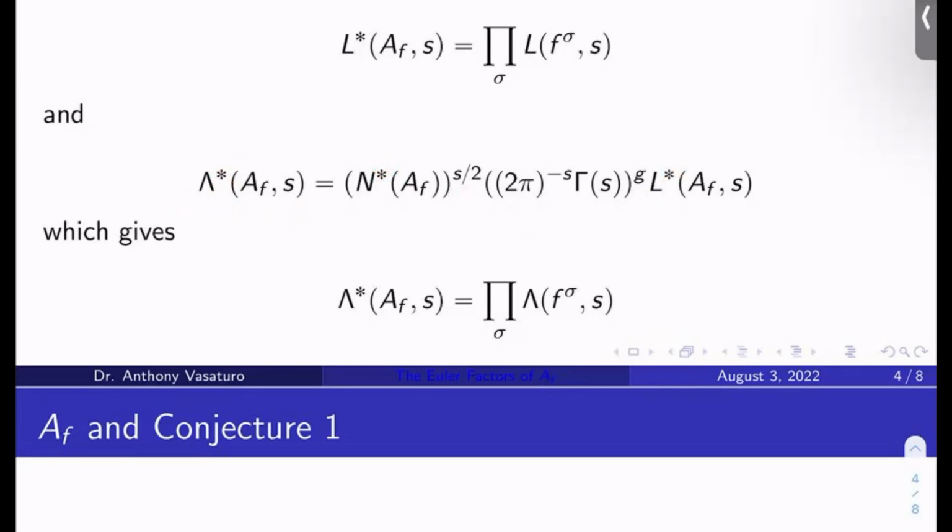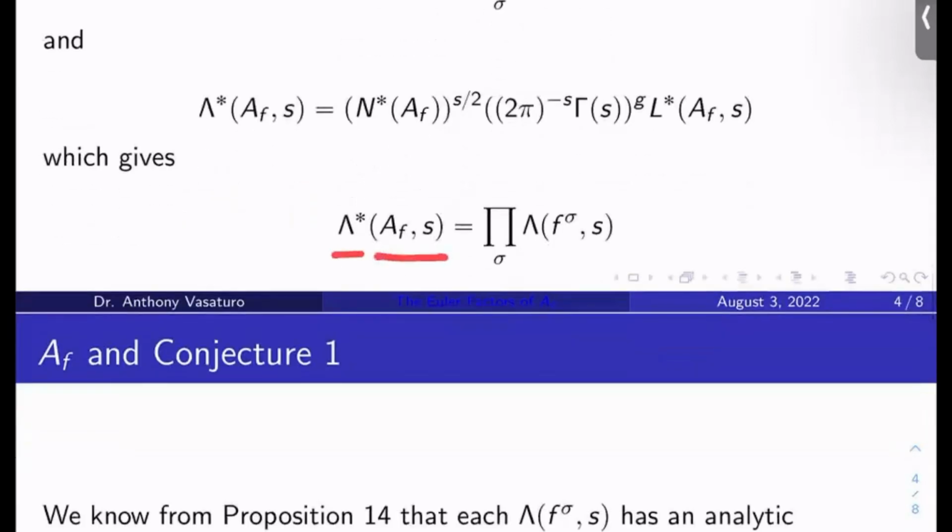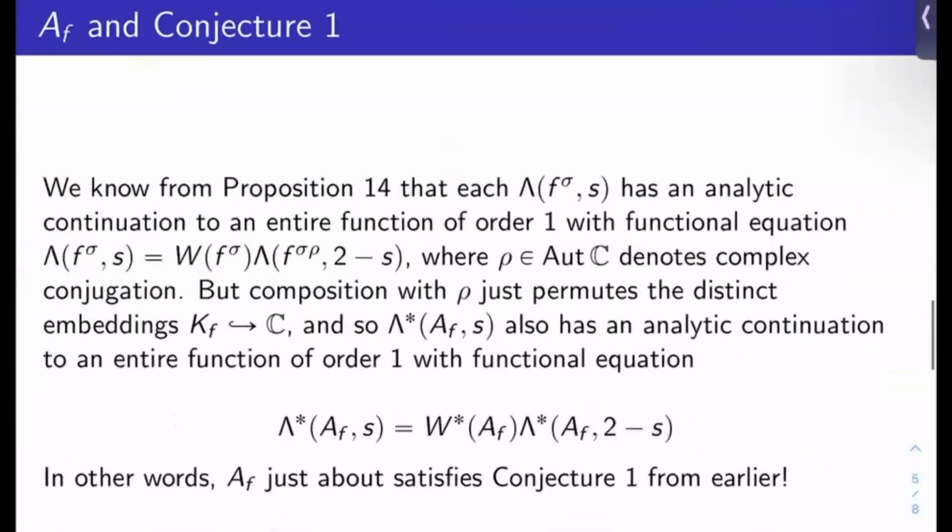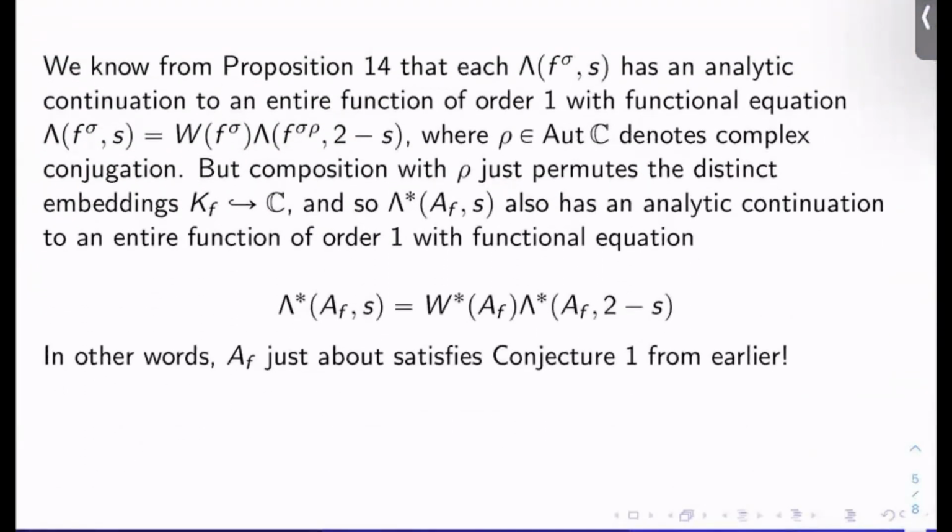If you trace back through definitions and notations, you find that lambda star of A_F, s is nothing but the product over sigma of lambda of f^sigma, s. Okay, so A_F and conjecture 1, what's going on here? We know from proposition 14 in a previous video that each lambda of f^sigma, s has an analytic continuation to an entire function of order 1 with functional equation lambda of f^sigma, s is W of f^sigma times lambda of f^sigma rho, 2 minus s, where rho is just complex conjugation. So this was a proposition we already had.